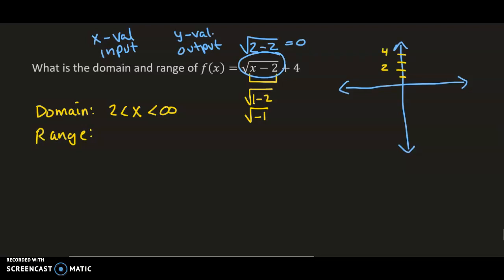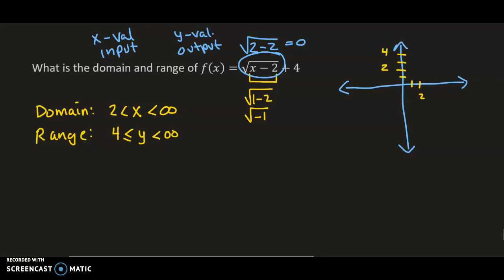I hit the 2 in the wrong spot. The 2 for the domain was there. So the minimum value here is 4. Right? So that means that y is going to be greater than or equal to 4, but it's less than infinity.